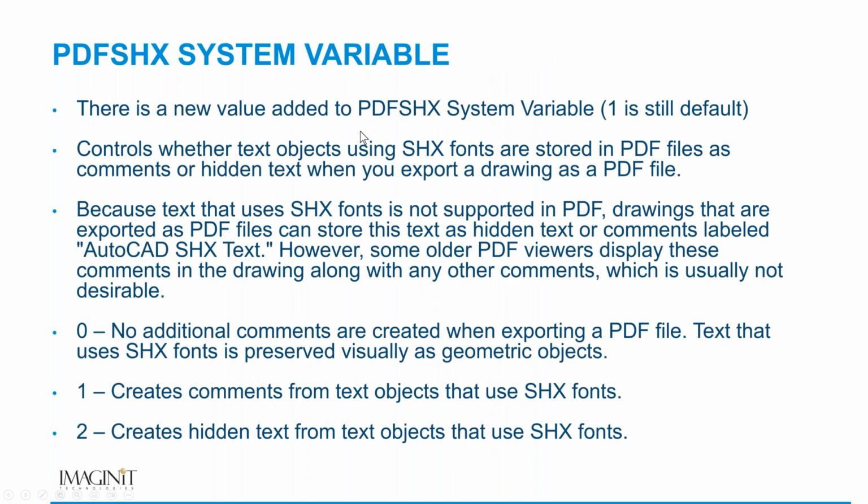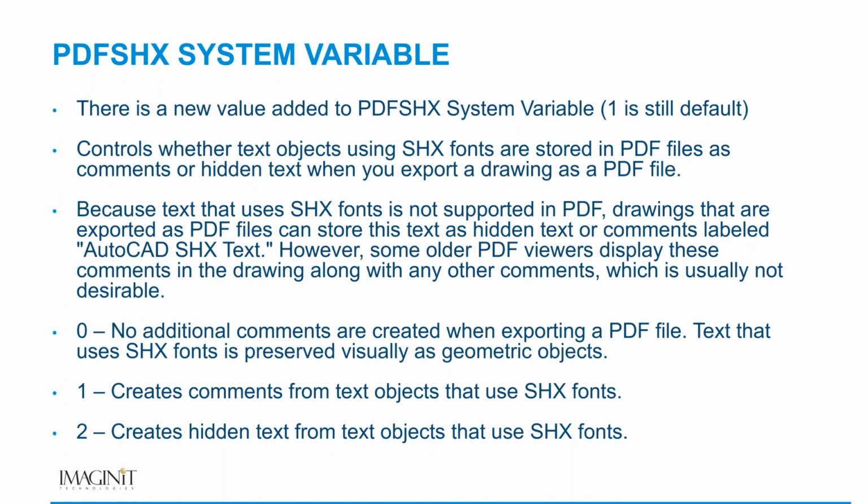Here's the big one, PDFSHX. How many of you have struggled with PDFSHX and know that 0 is still the default? Basically it creates a bunch of stuff that's unsearchable if you're using SHX. Well, Autodesk did listen for a change. We now have PDFSHX. We can set that to 2. And what it's going to do is create a hidden text from the text objects that use SHX. So now these are going to be completely searchable in 24.